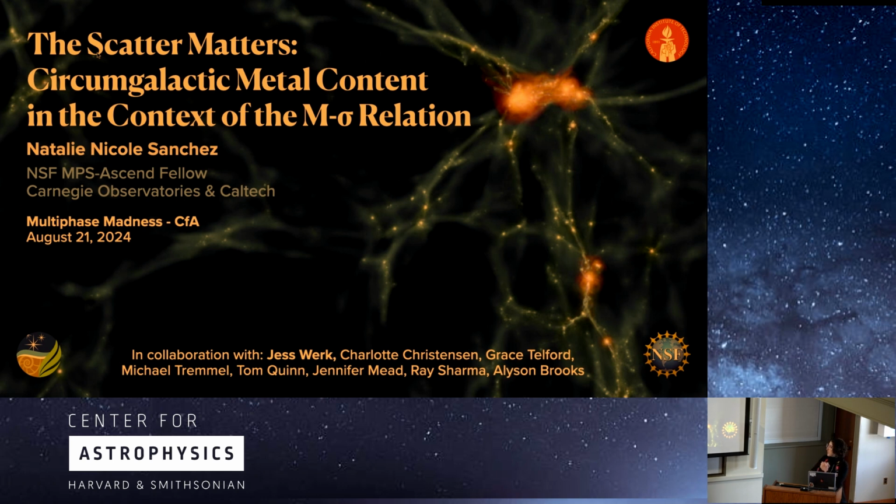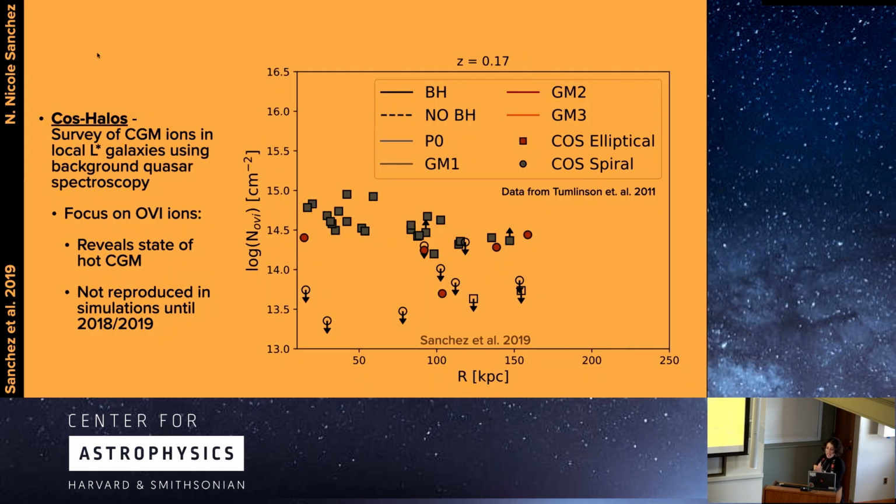But yes, I'm going to be talking about a paper that was published earlier this year in May, about the circumgalactic metal content in the context of the M-sigma relationship. I'm particularly interested in the impact of AGN feedback on the stellar regulation of Milky Way mass galaxies. I do that using SPH simulations of Milky Way mass galaxies.